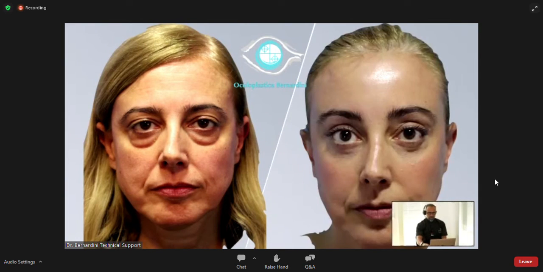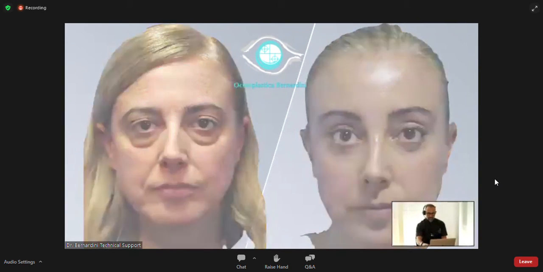Similarly here, this patient, big bags, especially nasally, also a sad look to the entire face. I do not waste effort injecting her. I do surgery on her. In this case, I did an endoscopic facelifting, transconjunctival fat grafting, and this is the result.